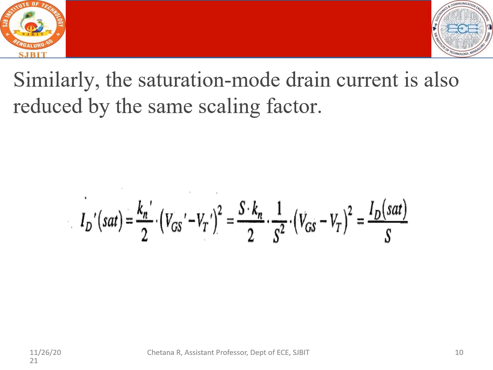The same occurs with respect to saturation current. Here also, when you substitute the values, the transconductance is replaced by S into Kn divided by 2, and VGS is VGS by S minus VT by S whole square. When you take the LCM, S square comes out, therefore S and S get cancelled and you are left with Kn by 2 into 1 by S times VGS minus VT whole square, which is nothing but the saturation current divided by S. So linear current and saturation current are also scaled by a factor of S.